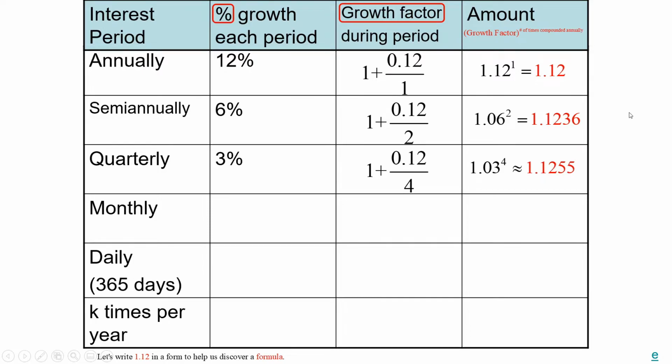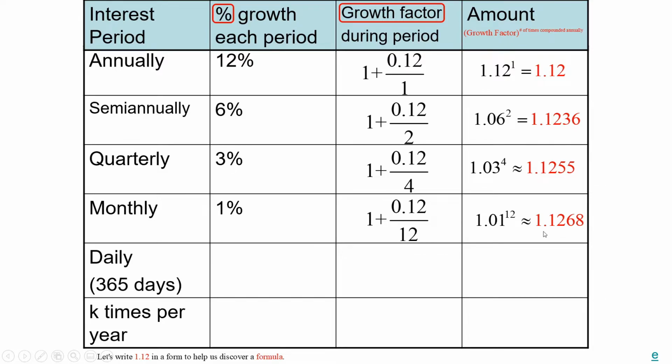1.1255. We're making more and more money. The more often we compound, the more money we make. Monthly, well, that's going to give me 1% every time I compound. So I'm going to go 1 plus 0.12 divided by 12. All right, and that is what? 1.01 to the 12th power. And if I punch this one out, guess what? Slightly more than 1.1255.